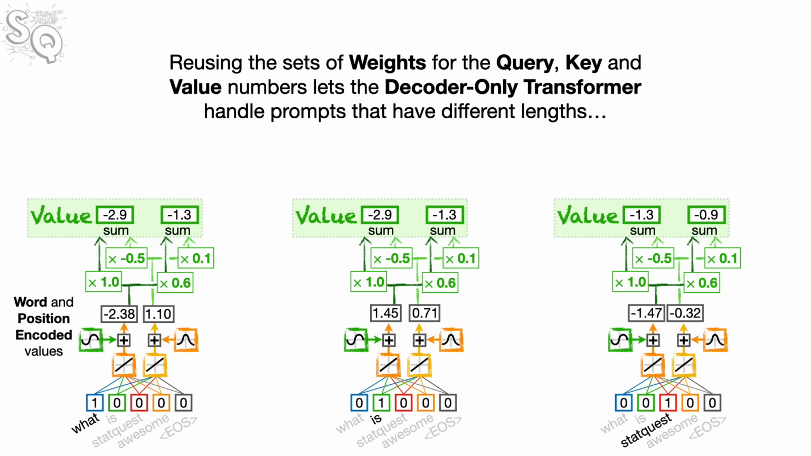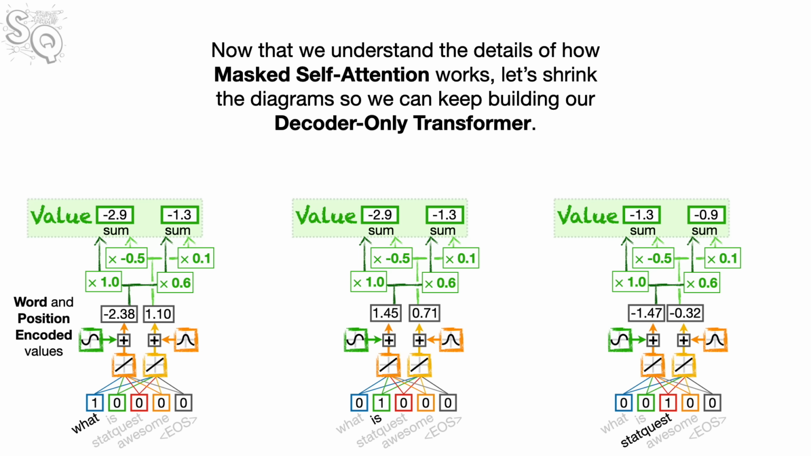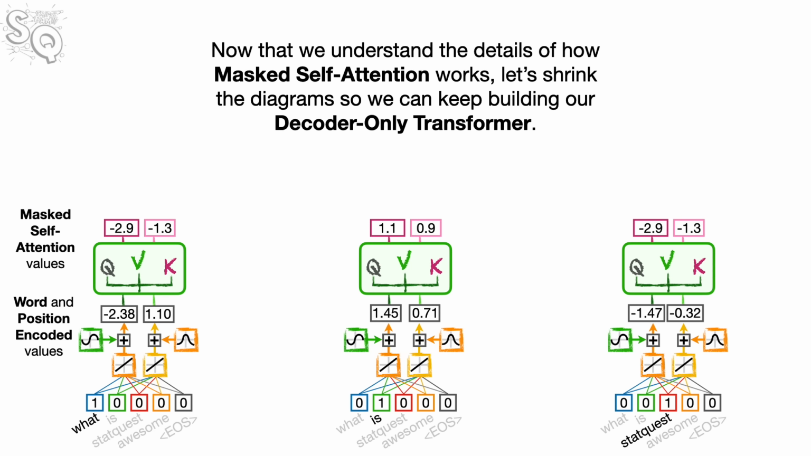Reusing the sets of weights for the query, key, and value numbers lets the Decoder-Only Transformer handle prompts that have different lengths, because we can just keep reusing the weights as many times as we need. Now that we understand the details of how masked self-attention works, let's shrink the diagram so that we can keep building our Decoder-Only Transformer. Bam!